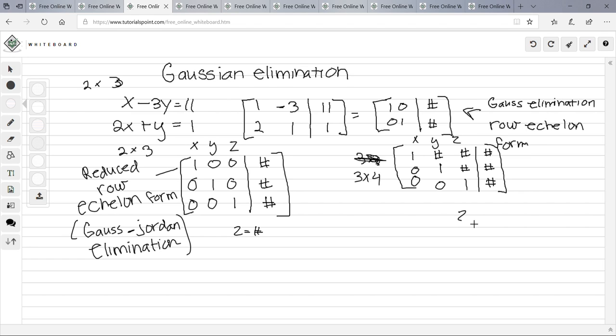Z is going to be a number, and then what you do is you're going to have to substitute for y. It's going to be y plus a number equals a number. So you got to substitute, and then you got to do a little bit more work, but either way, you're going to get the same answer. So that's the difference between row echelon form and reduced row echelon form. There's no substitution here. For row echelon form, there is substitution.